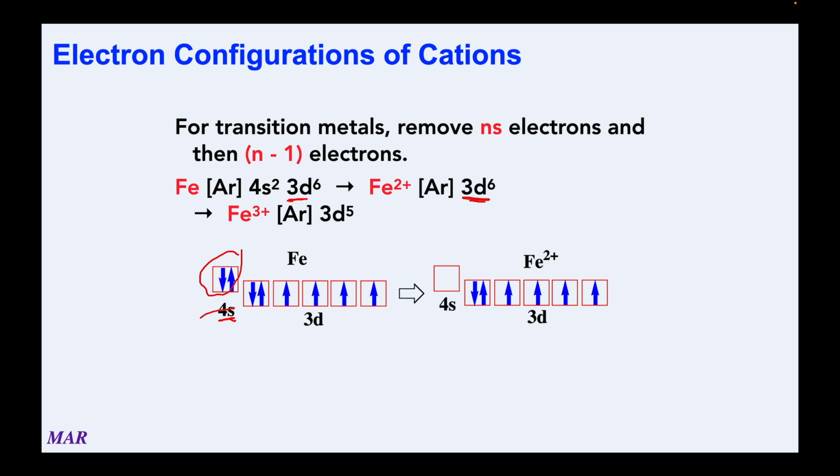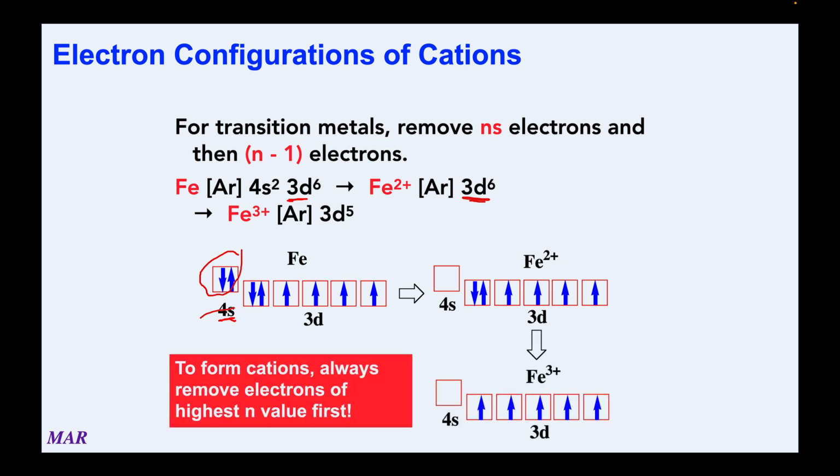Now, if you make iron plus 3, then you start whittling away at the 3d electrons. So iron plus 3 would have a 3d5 configuration, etc., etc. So you always want to remove electrons from the highest N first when making cations. And spoiler alert, this is big time important for transition metals, lanthanides and actinides, because you almost always remove those Ns2 electrons first before you remove any Ds or Fs.